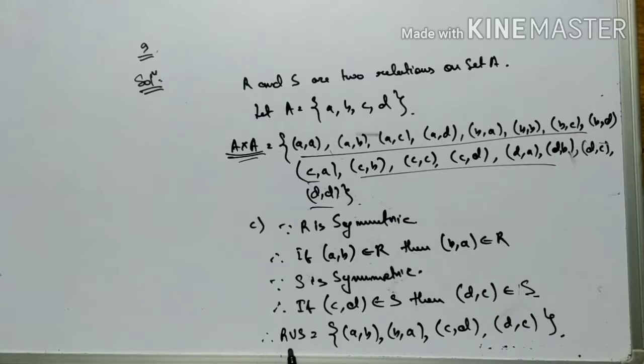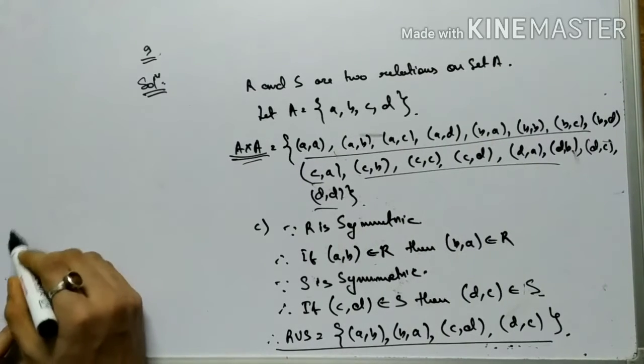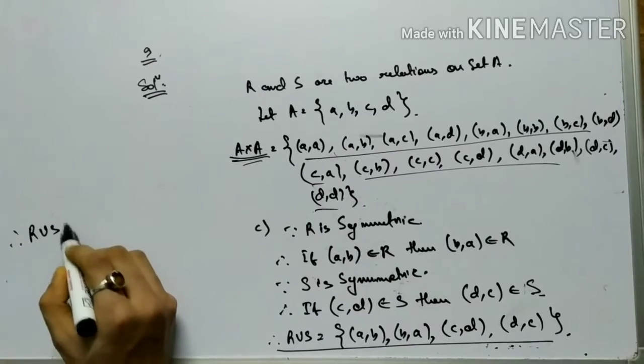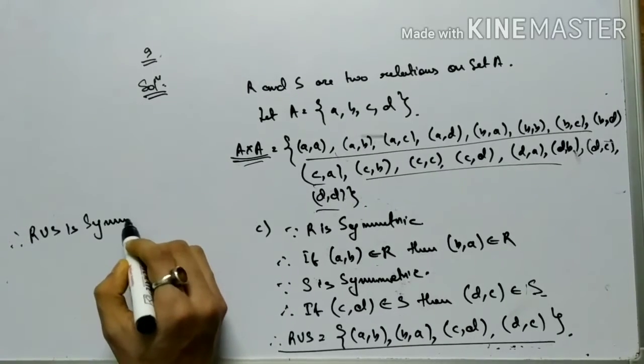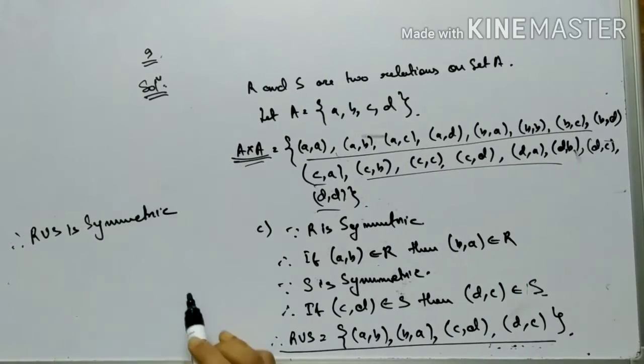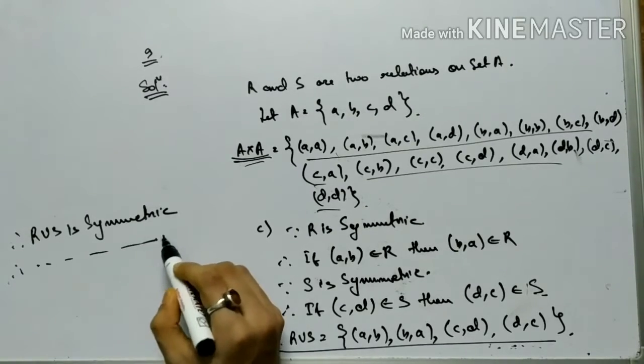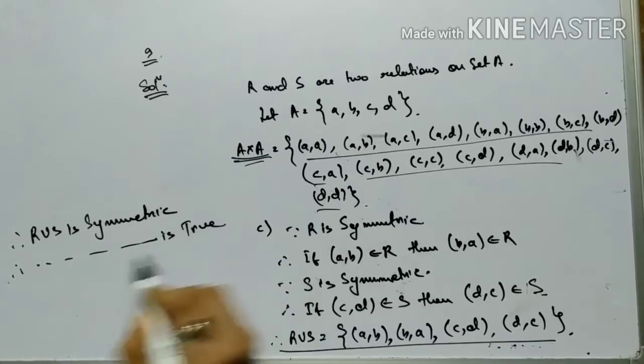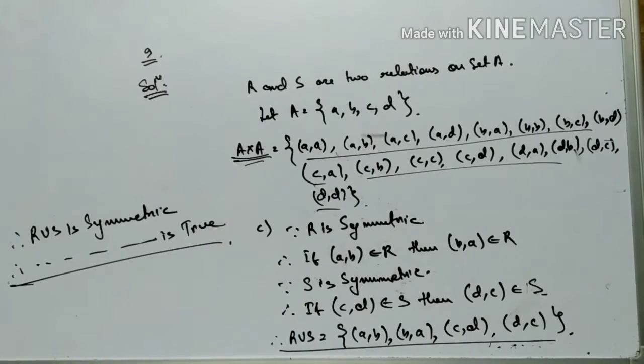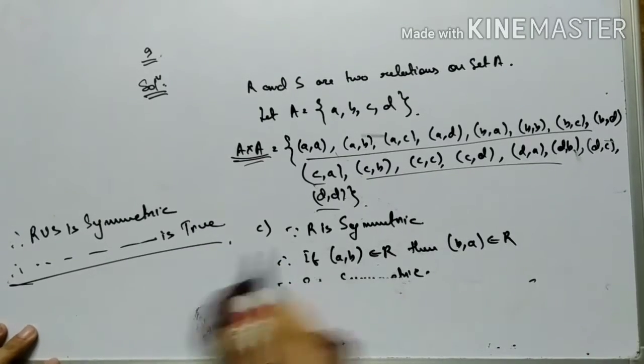Now this relation R union S will also be symmetric. So therefore you can write R union S is symmetric. Understand? So therefore the following statement is true. And next, the last one.